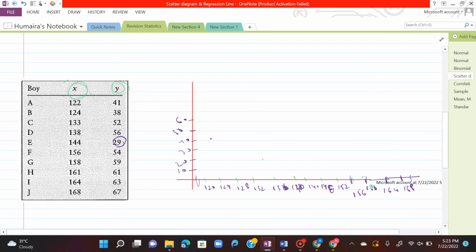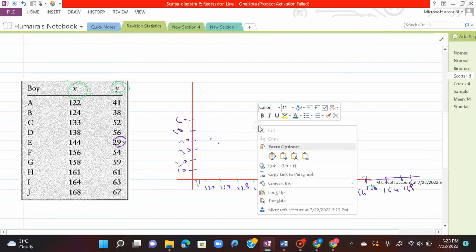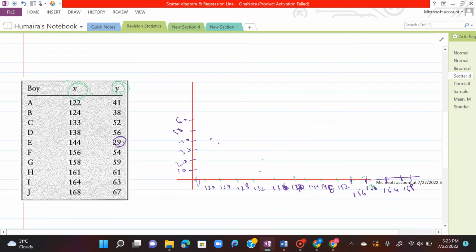Just a dot. Then the next value is 124 with 38. 124 with 38. I am putting another dot. Then 133 will be here with 52. Just mark all the points by using dots.